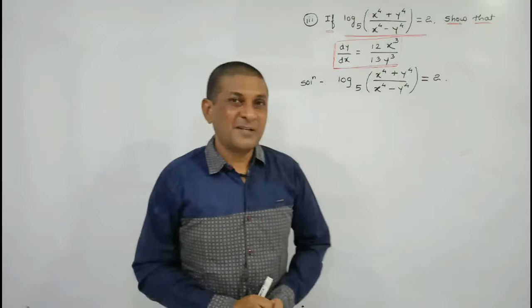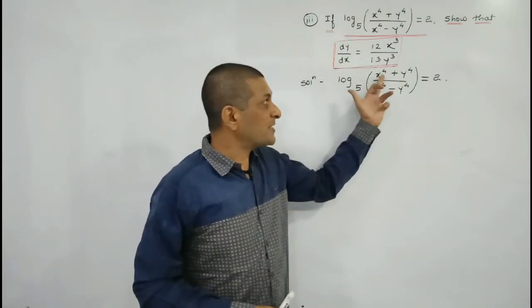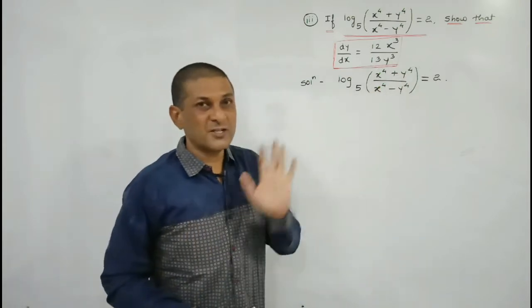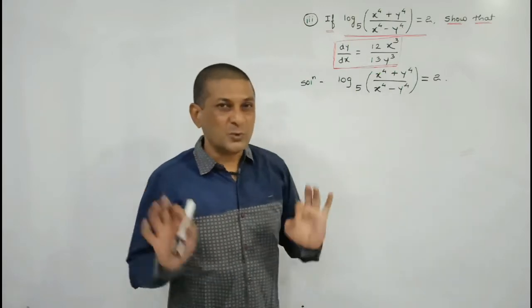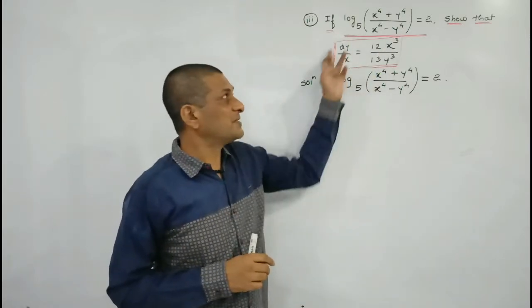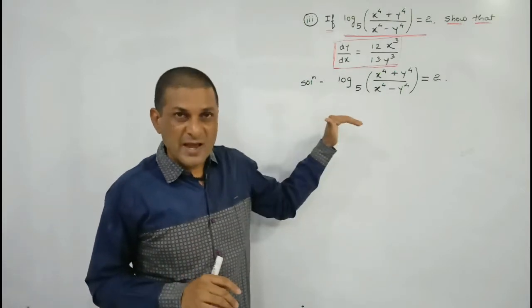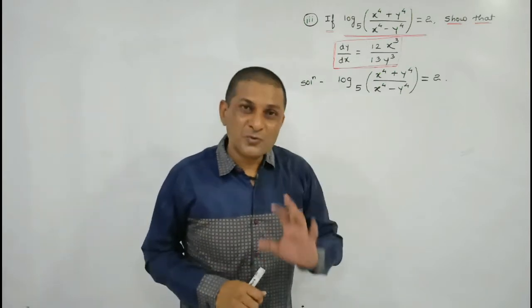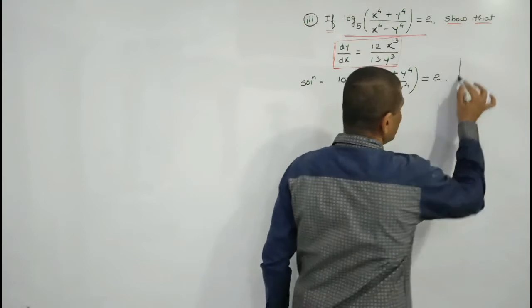Now see example number 3. In this case, one logarithmic function is given to us: log of (x raised to power 4 plus y raised to power 4) divided by (x raised to power 4 minus y raised to power 4), to the base 5, is equal to 2. Using this, we have to show the value of the derivative. So first we will simplify this logarithmic function using the definition of logarithm, which we have applied in the first example also. Again, let us revise the definition.